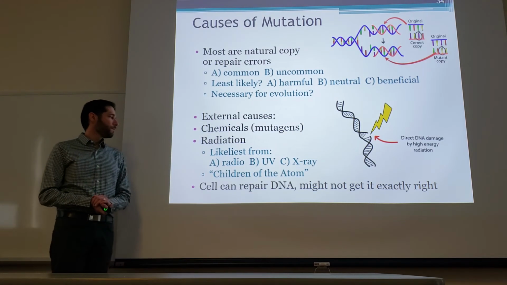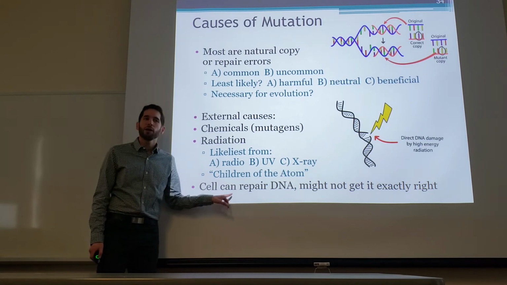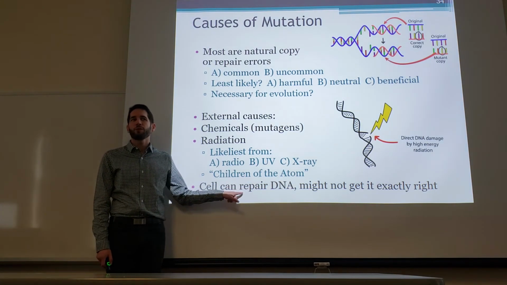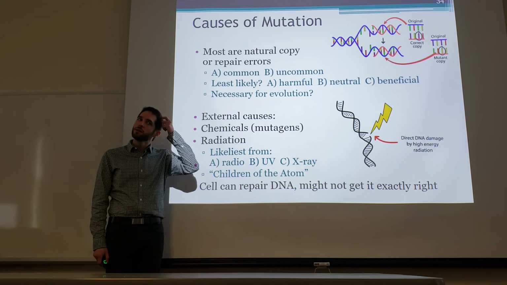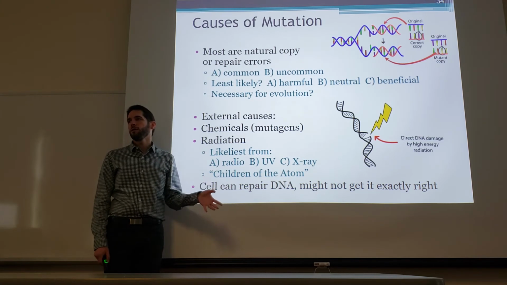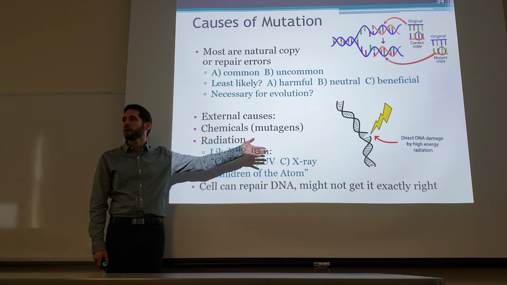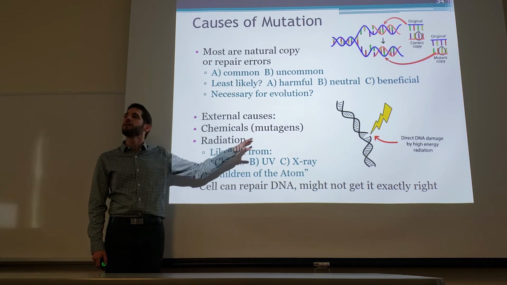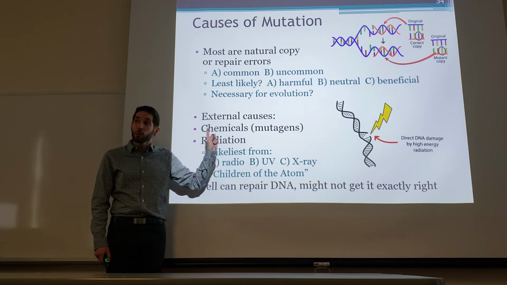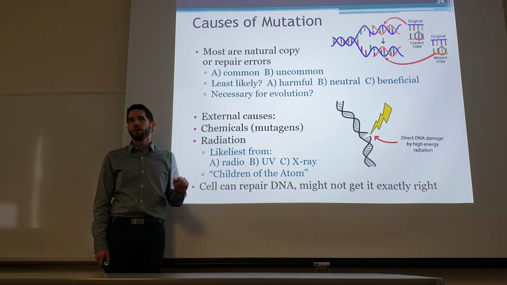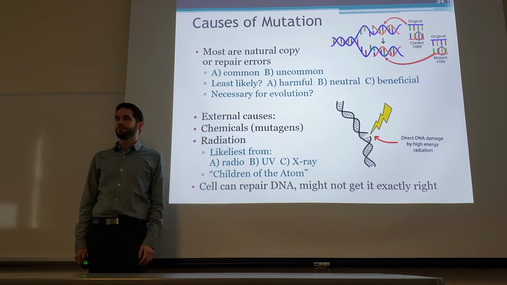Now, the trick is the cell can repair DNA. As we'll talk about more next class, it doesn't always get it right. So if you force a repair, then you may get an error. When an X-ray, for example, breaks DNA in half, it will probably be repaired, but it may not come out right. So that's where you get errors.